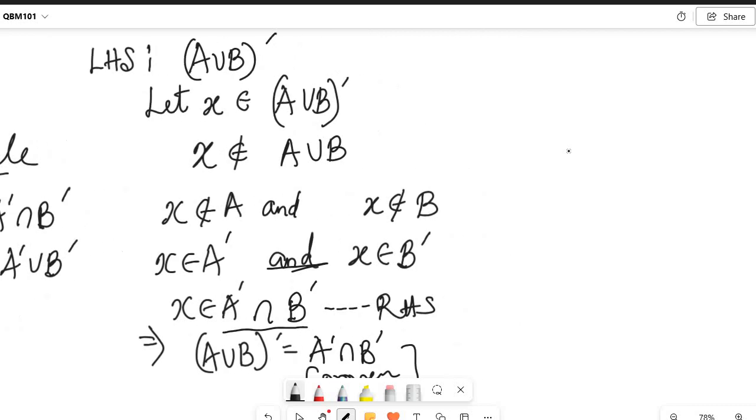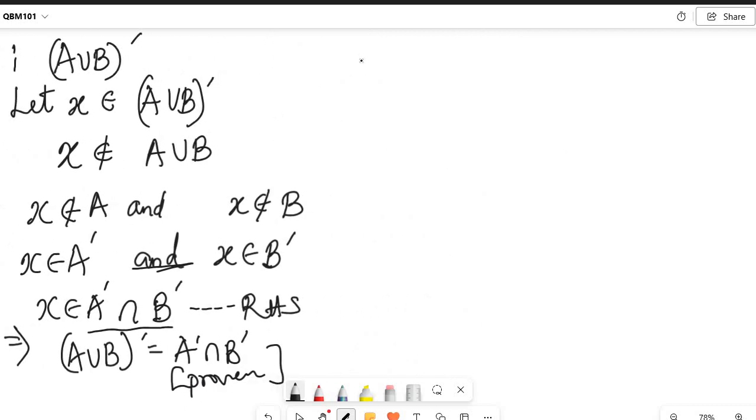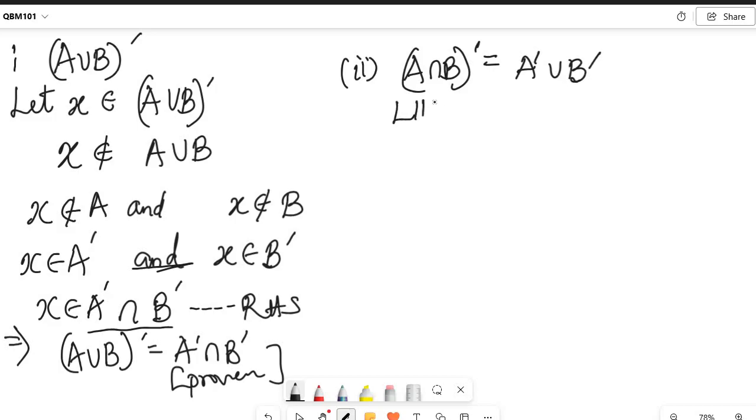Now let's look at De Morgan's rule for the second one. The second one says that (A intersection B) prime equals A prime union B prime. So let's see once again from the left hand side.